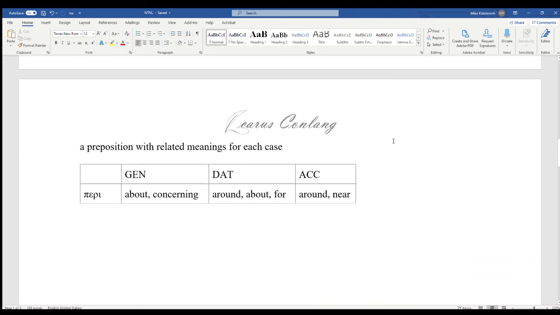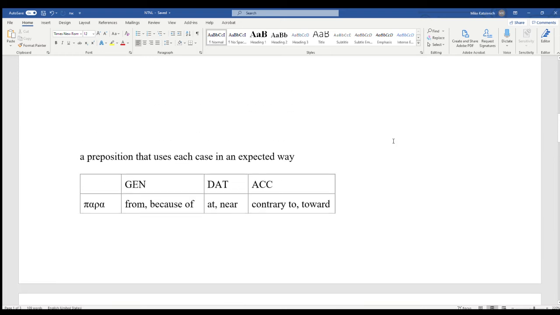Another thing that could happen is like with peri. Peri has this meaning of something like around. And with each case, it gets sort of a different flavor of aroundness. So the genitive, it's around, but in sort of a metaphorical way, like you would talk about something. With the accusative, it's got sort of its normal around or near or something like that. The dative is sort of in between. The dative can be used for more metaphorical meanings, but it can also be used for more physical meanings, something like that. And so here's an example of using a preposition with the 3 cases in what I would call a slightly more creative way than para.